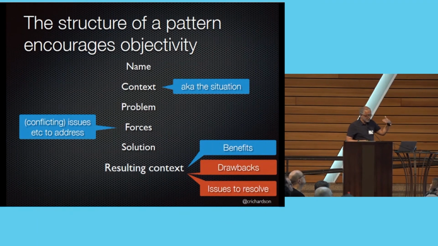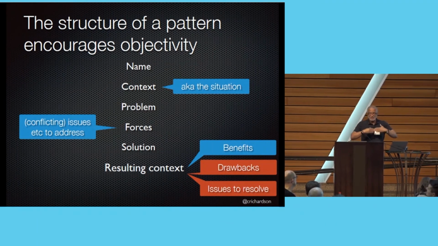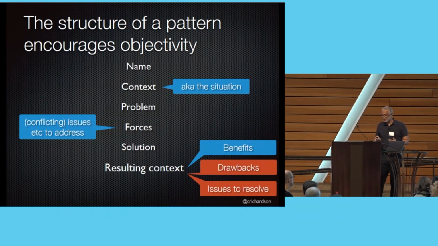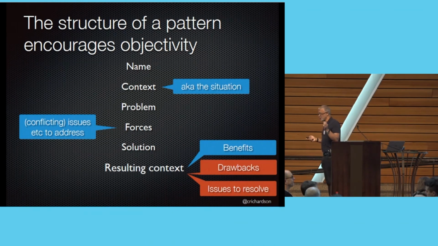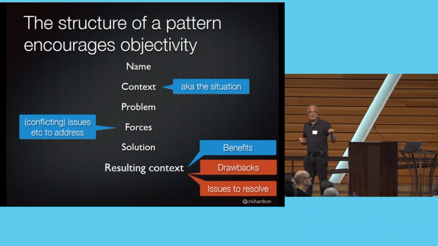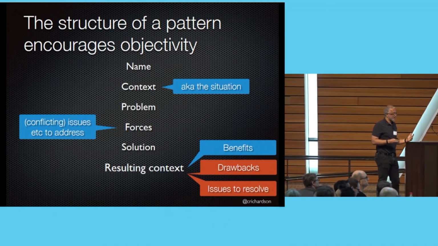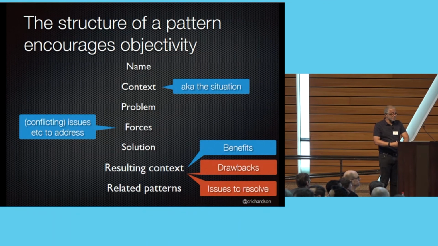So when knowledge is expressed as a pattern, it makes explicit the various issues that you will now have to consider. And then not only that, a pattern also has to describe the related patterns, and there are two types of relationship. There are the patterns that provide alternative solutions.